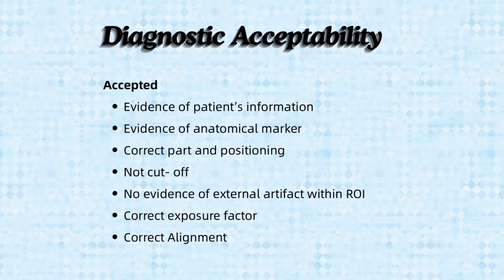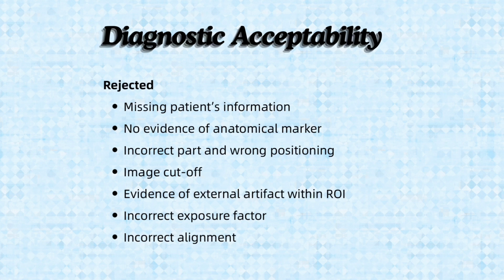So for diagnostic acceptability, the accepted radiograph should have evidence of patient's information, evidence of anatomical marker, correct part and positioning, not cut off, no evidence of external artifact within the region of interest, correct exposure factor, and correct alignment. Whereas a rejected radiograph can result from missing patient's information, no evidence of anatomical marker, incorrect part and wrong positioning, image cut off, evidence of external artifact within the region of interest, incorrect exposure factor, and incorrect alignment.